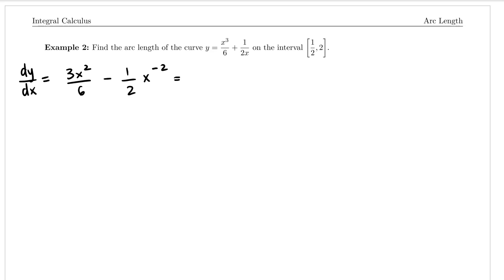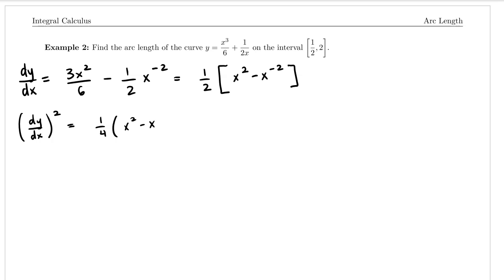So let's reduce our fraction. We have 1/2 x squared. And actually, I'm going to factor out 1/2. So that's going to leave us with 1/2 times x squared minus x to the negative 2, like that. Let's go ahead and square our derivative now. If we square this quantity, we'll get 1/4 times x squared minus x to the negative 2 quantity squared.